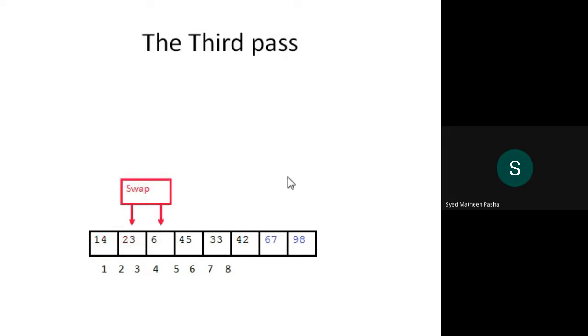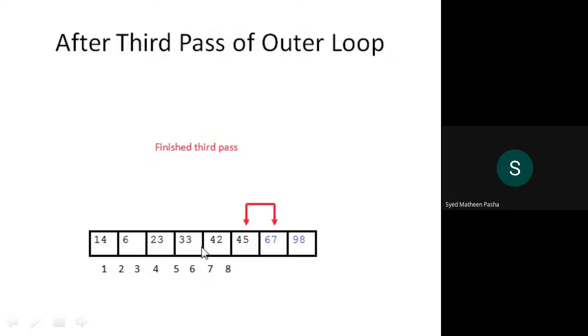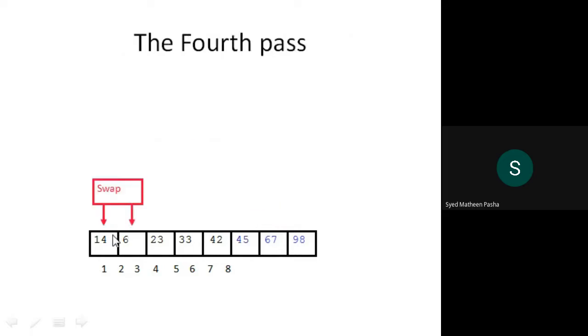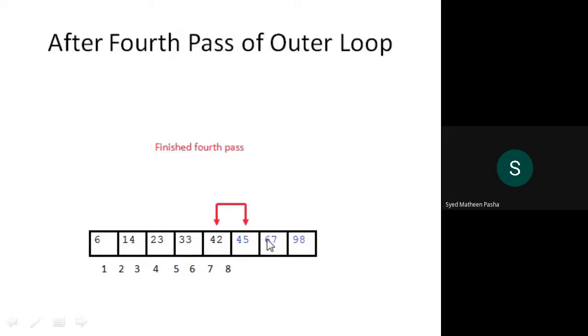Similarly, I will start swapping here. Then I will get the last third number as well. That is 45. I got this. Again, there is no further swapping, so the third pass is done. In the fourth pass, it will again compare and give another number of the final array. You can see I got the last 4 numbers.